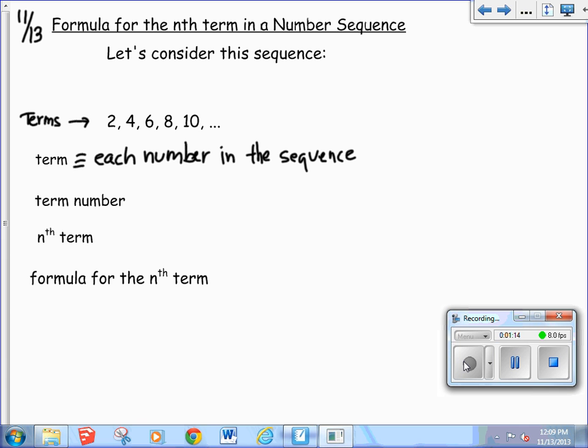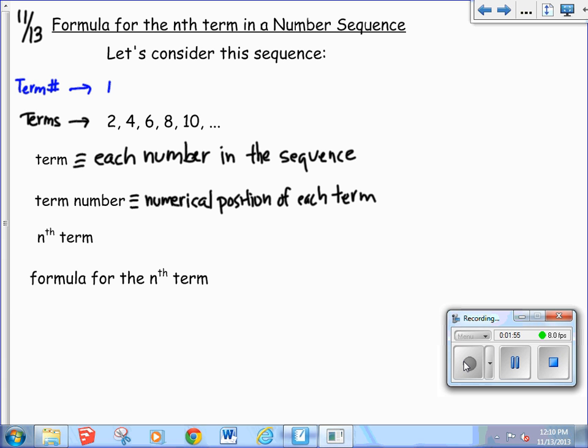All right. The next thing is term number. The term number is the position. Actually, I'm going to change that and make it a little bit more specific for you. I'm going to say it's the numerical position of each term. So on top of my sequence over here, I can write in the term numbers.